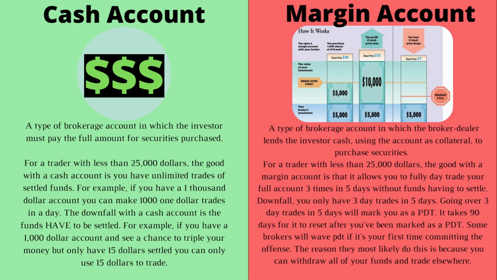Going over 3-day trades in 5 days will mark you as a PDT. It takes 90 days for it to reset after you've been marked as a PDT. Some brokers will waive PDT if it's your first time committing the offense. The reason they most likely do this is because you can withdraw all of your funds and trade elsewhere.